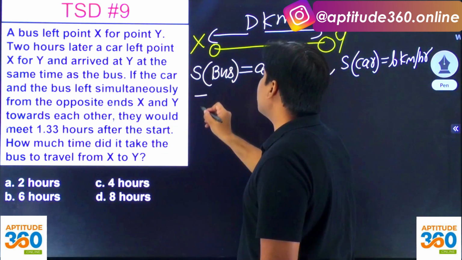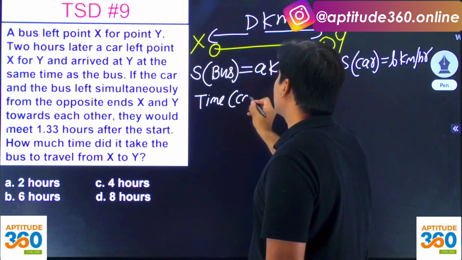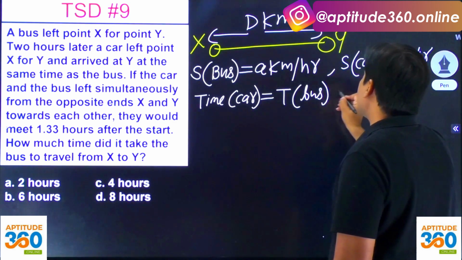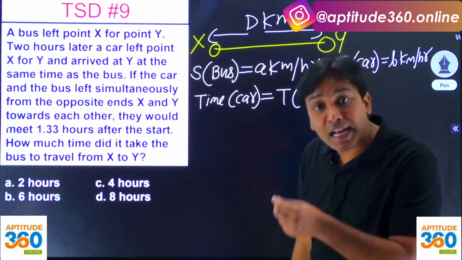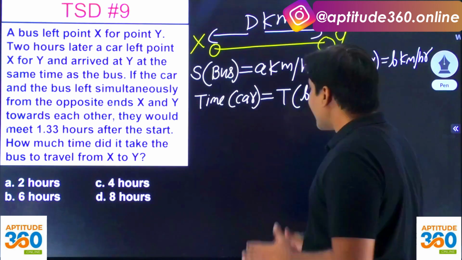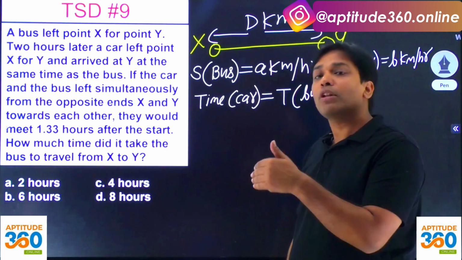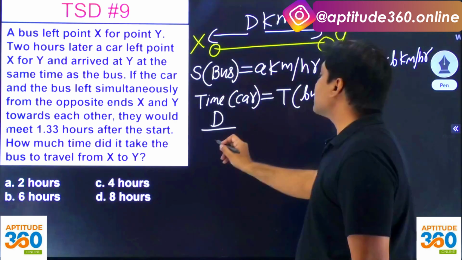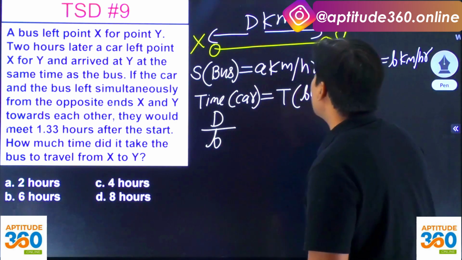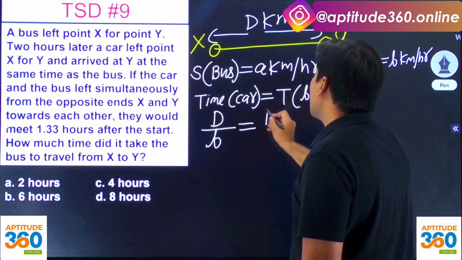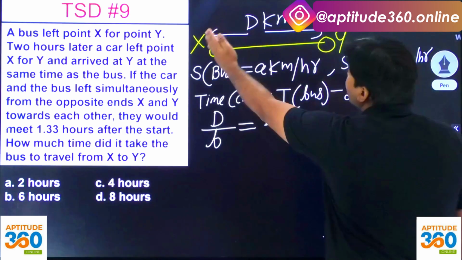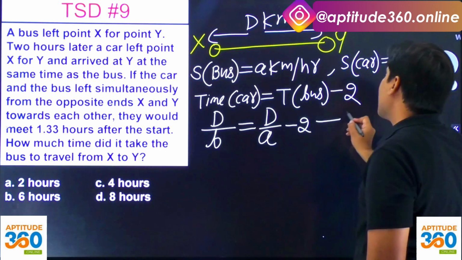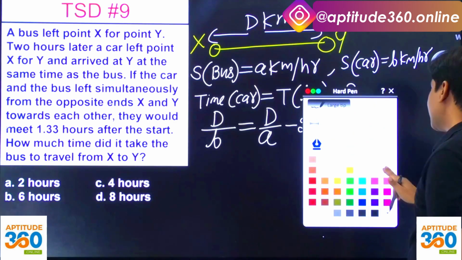So the time of the car is 2 hours less than the time taken by the bus to reach from point X to point Y. And if that is so, how much time will the car take? It has to travel d kilometers, and the speed of the car that we have taken is b. So d upon b is equal to the time taken by the bus to reach from point X to point Y, which is d by a, and this is minus 2. So that's equation number 1, right?